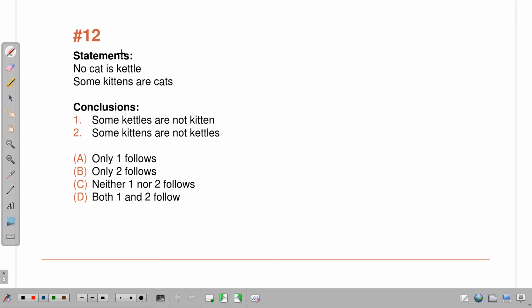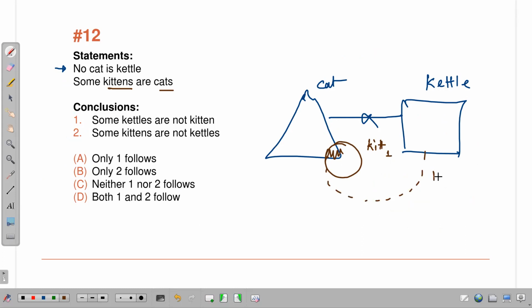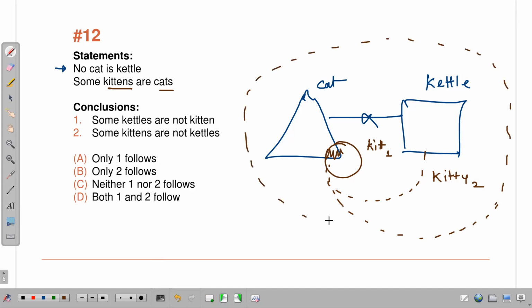Moving ahead, the 12th one: no kettle is a cat. As I said, always draw the negatives first. So no cat is a kettle. All right, some kittens are cats. So I have no idea how big the set of kittens is. So I'm going to make kitten 1, and I'm also going to make a dotted diagram where kitten can touch the kettle, and also where it can encompass everything, where kitten can be kitten infinity.